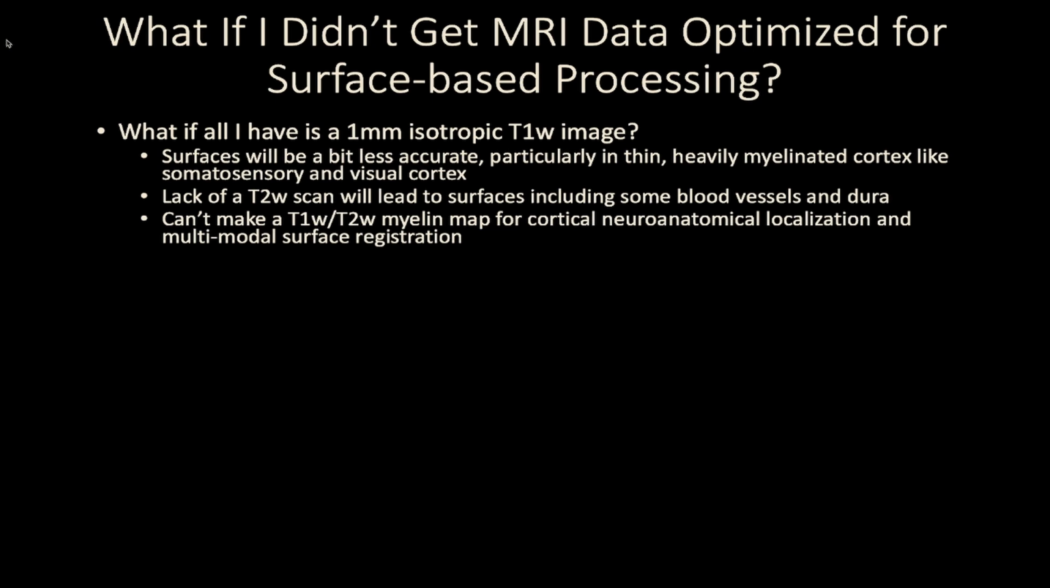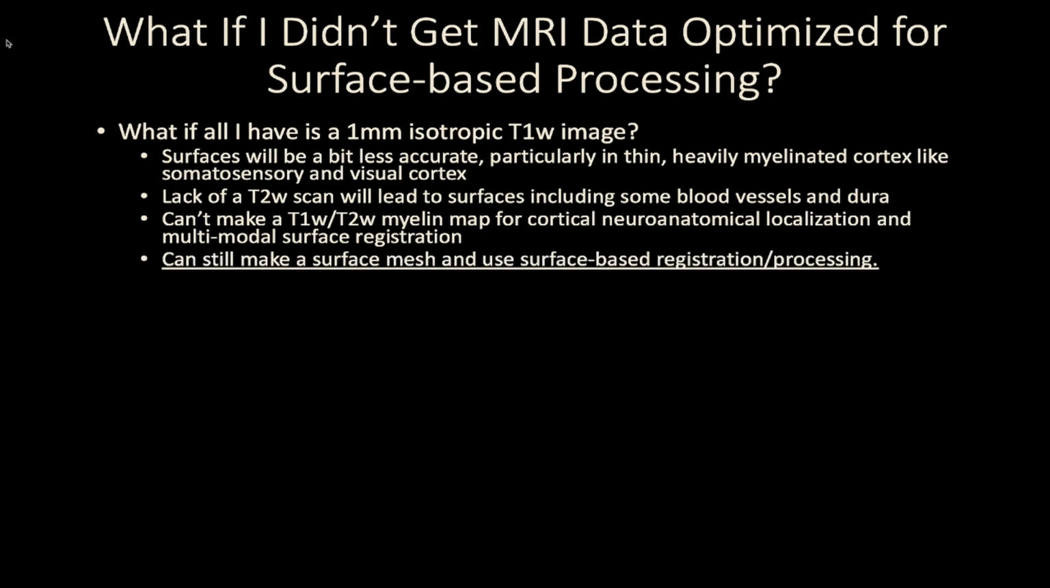You can't make a myelin map, which is useful for localizing things and surface registration, but you can still do a folding registration. You can still make a surface mesh. So even if you have only a 1 millimeter T1 weighted image, you should still do surface-based analysis is the message here. What about fMRI resolution?